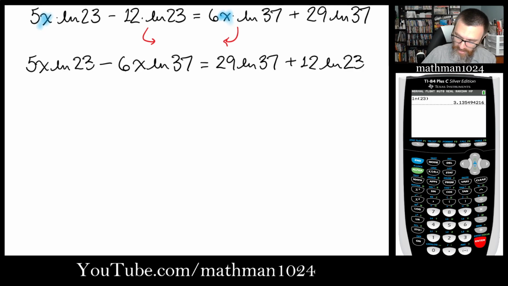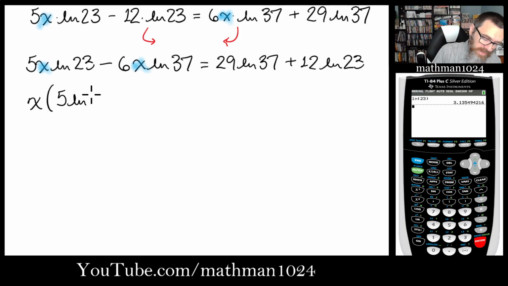All right. So again, eye on the prize, there's my x. What I need to do is factor that x out of both of these terms because I can't combine them. So if I factor out the x, I'll be left with 5 times the natural log of 23 minus 6 times the natural log of 37.